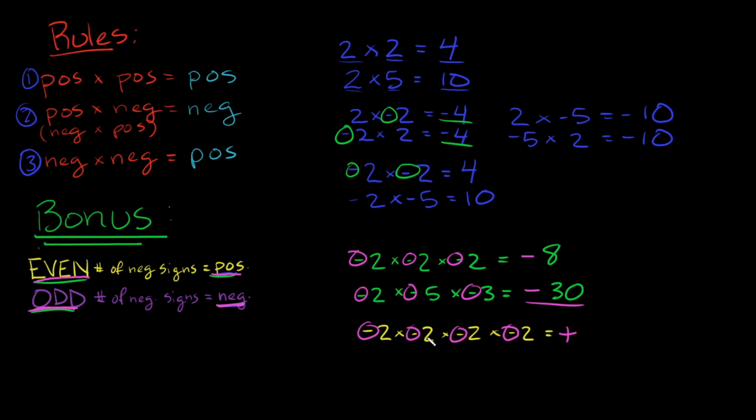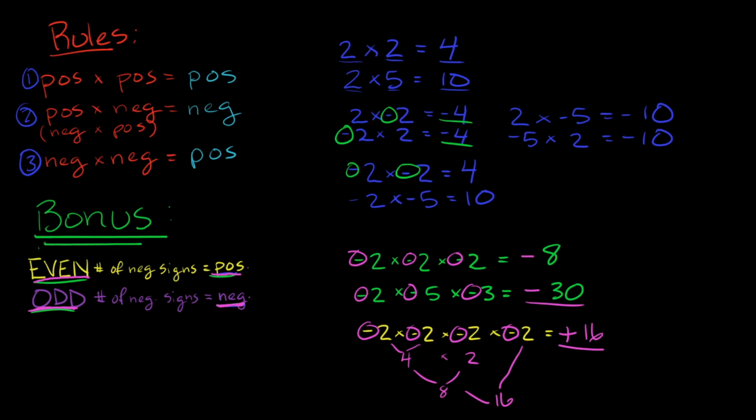And then what's 2 times 2 times 2 times 2? Well, 2 times 2 is 4. And then 4 times 2 is 8. And then 8 times this last 2 right here, 8 times 2 is 16. So this is positive 16.